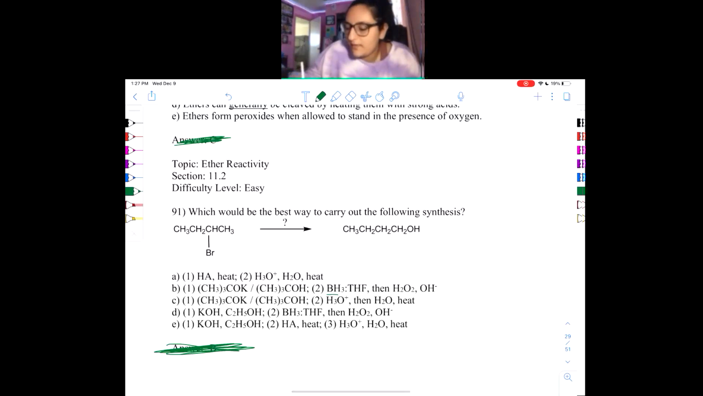So we did kind of cover this. So what reaction do these reagents undergo? It's an Orgo 1 reaction.